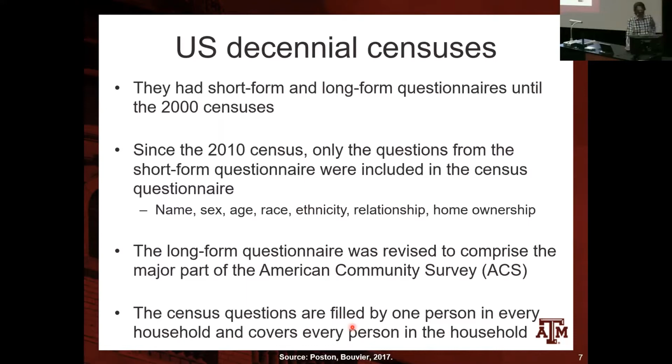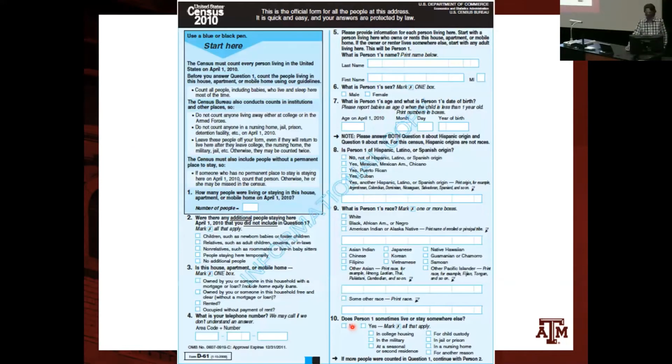So this is the example of the 2010 census, with really simple, really quick information, such as the number of people that were living in that household. See, on April 1st, all these questions are related to April 1st. That's the reference date. That's called the census day here in the US. Different countries have different census days. In the US, it's April 1st. In Brazil, it's July 31st.